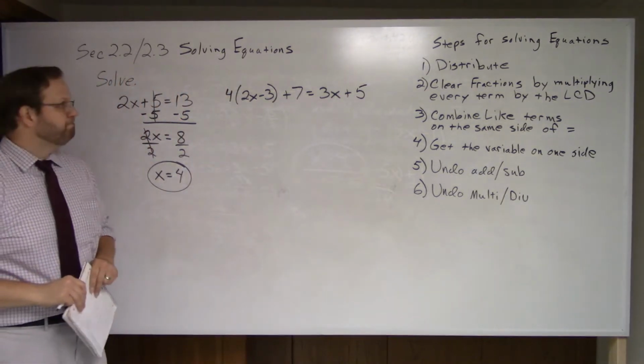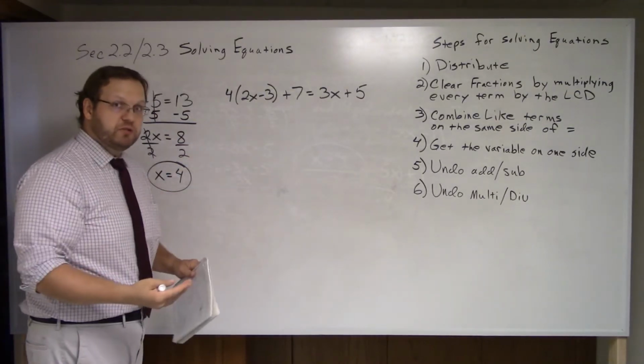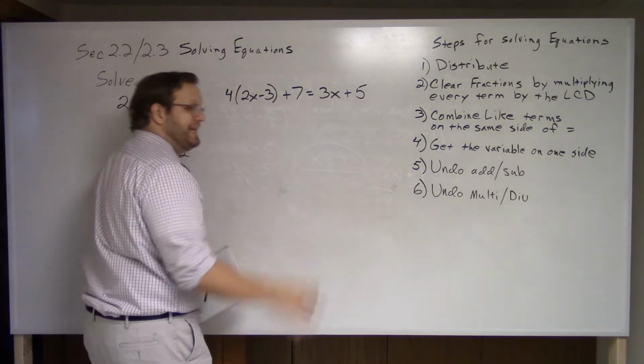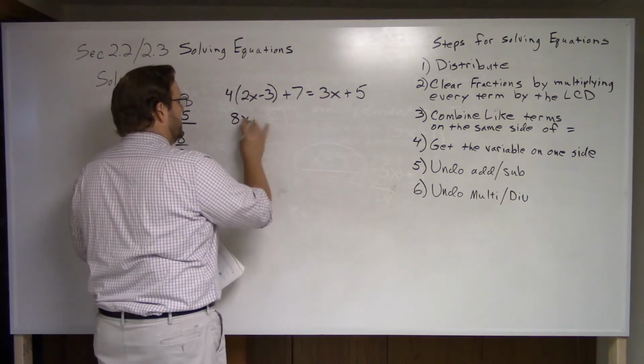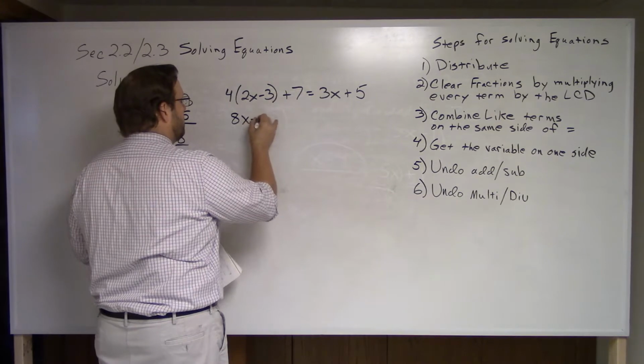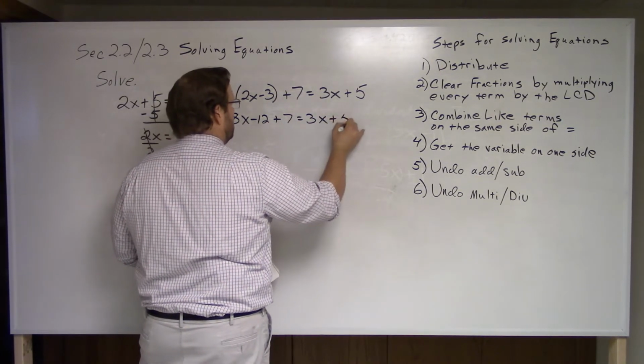How about that? Okay, so first thing, distribute. There is some distribution to be done. Don't do anything else with the problem, one step at a time. I've got 8x minus 12 plus 7 equals 3x plus 5.